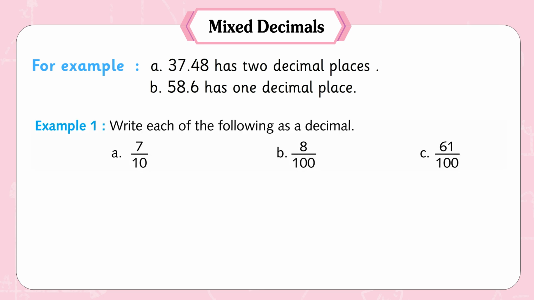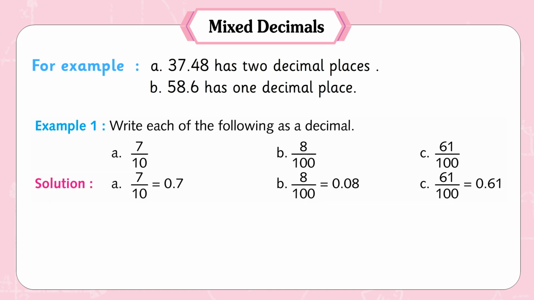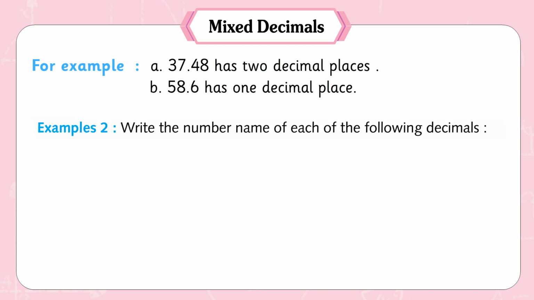Example 1. Write each of the following as a decimal. Solution. A, 7 by 10 is equal to 0.7. B, 8 by 100 is equal to 0.08. C, 61 by 100 is equal to 0.61. Tens 3, ones 7, decimal point, 4 tenths, 8 hundredths.